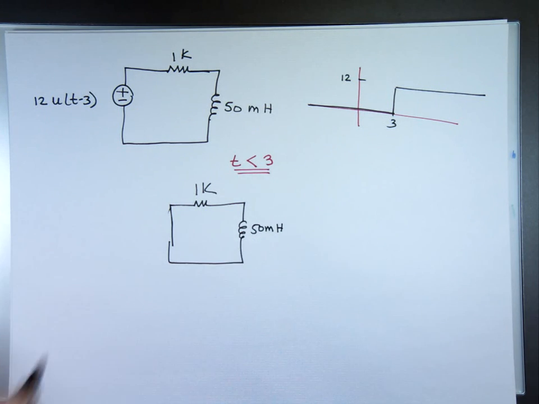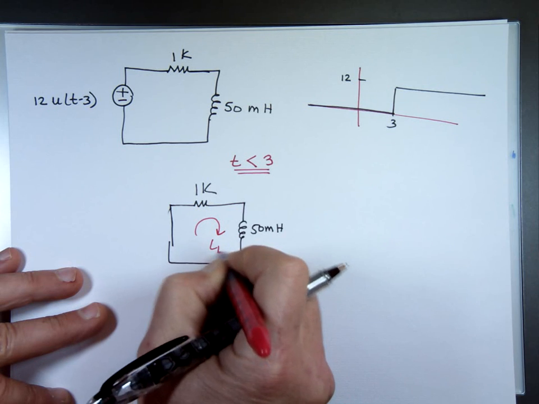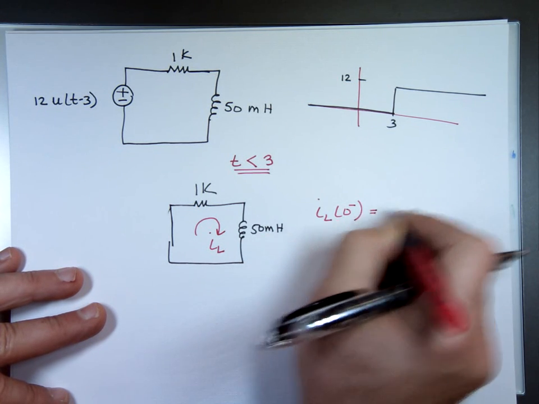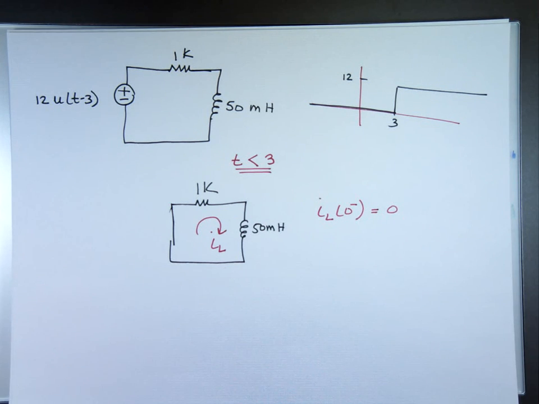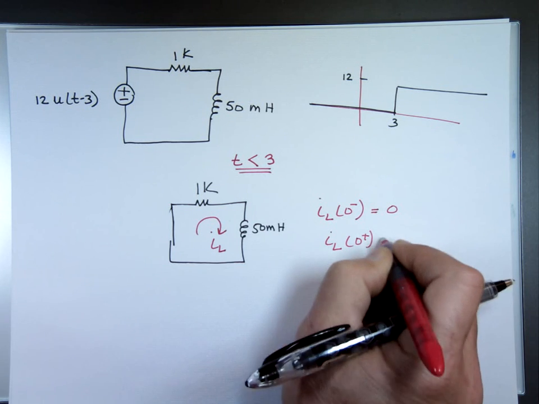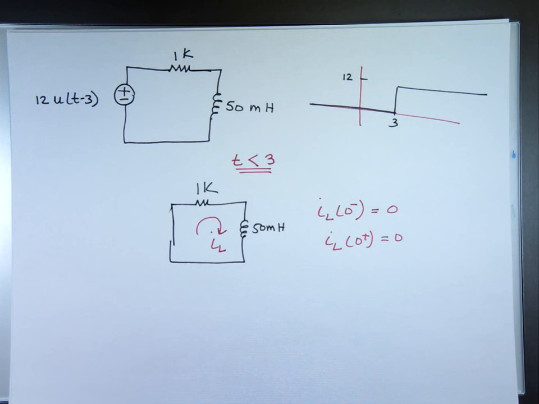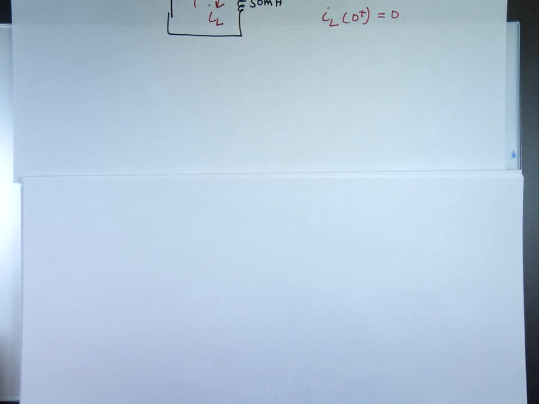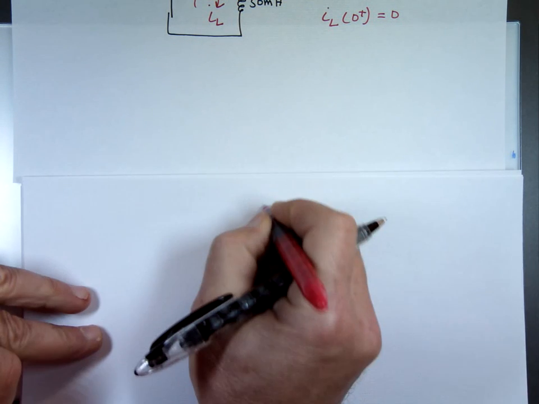Let's say this is the current. What is I sub L at 0 minus? 0. There's no source in it. What is I sub L at 0 plus? Also 0. Now what about for t greater than 0? I mean greater than 3.